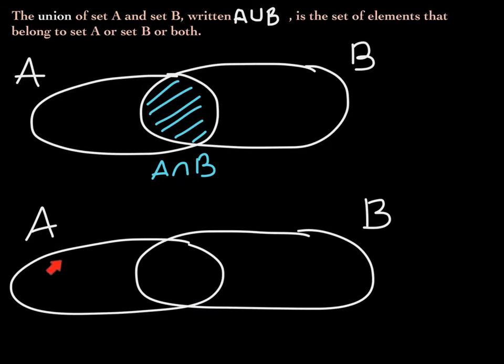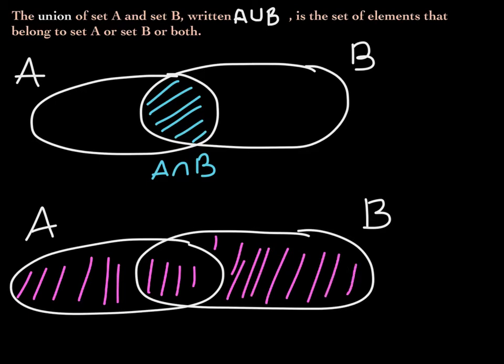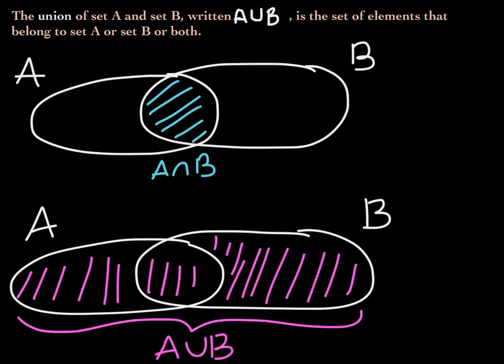Again, we have set A over here, we have set B here, and any element that belongs to A or belongs to B makes it into the union. So anything in A, anything in B makes it into the union. Even elements that belong to both make it into the union. So then all of this represents A union B.